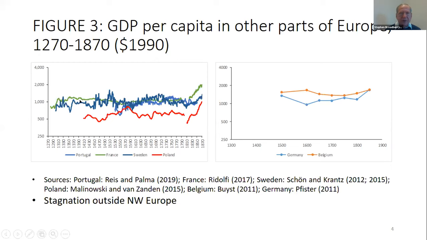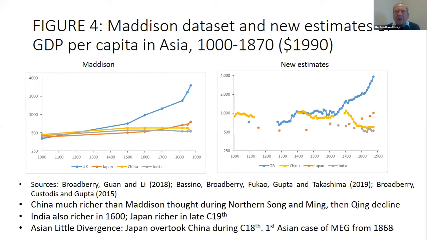So it's growing and shrinking, growing and shrinking, growing and shrinking, but no long-run progress. So really there's this sort of exceptional path in Northwest Europe of gradually building up before we get to the Industrial Revolution. So that's the picture of the little divergence in Europe, to which we need to add a little divergence in Asia. Again, I want to highlight the differences between the old Maddison estimates and the newer estimates.